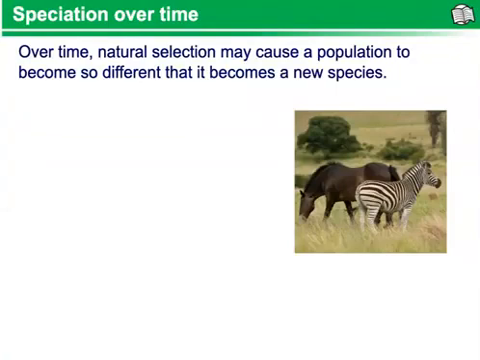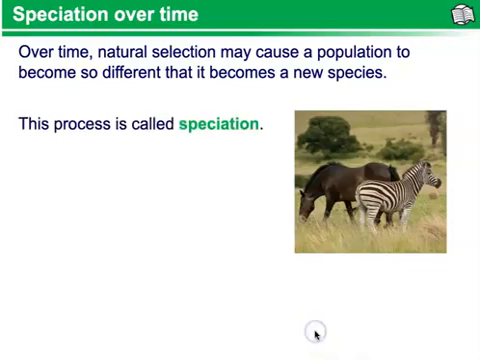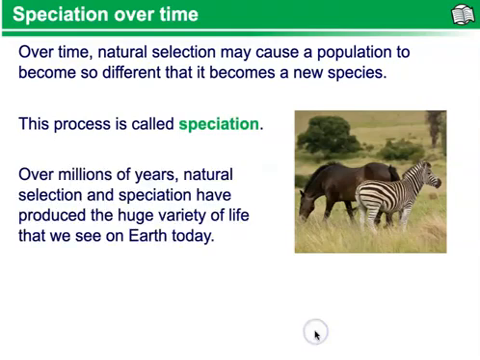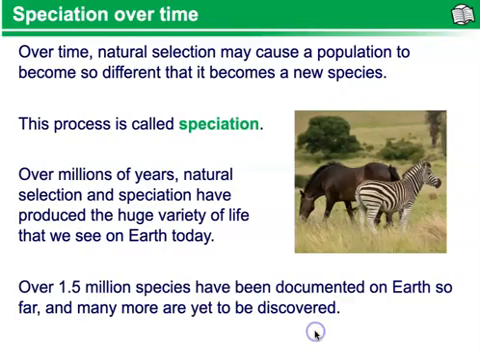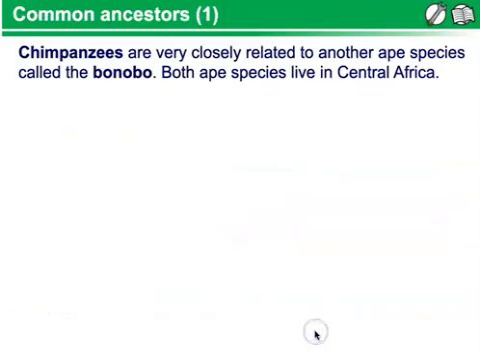Speciation over time. Over time, natural selection may cause a population to become so different that it becomes a new species. This process is called speciation. Over millions of years, natural selection and speciation have produced a huge variety of life that we see on Earth today. Over 1.5 million species have been documented on Earth thus far, and many more are yet to be discovered.